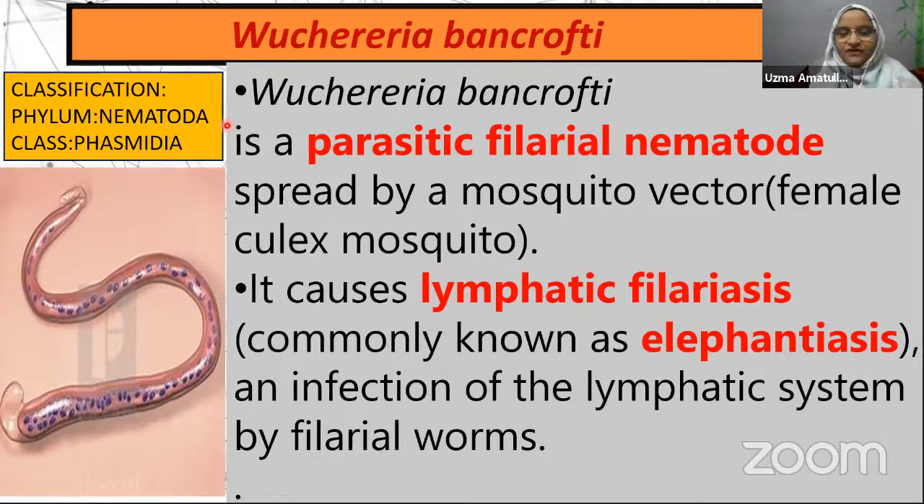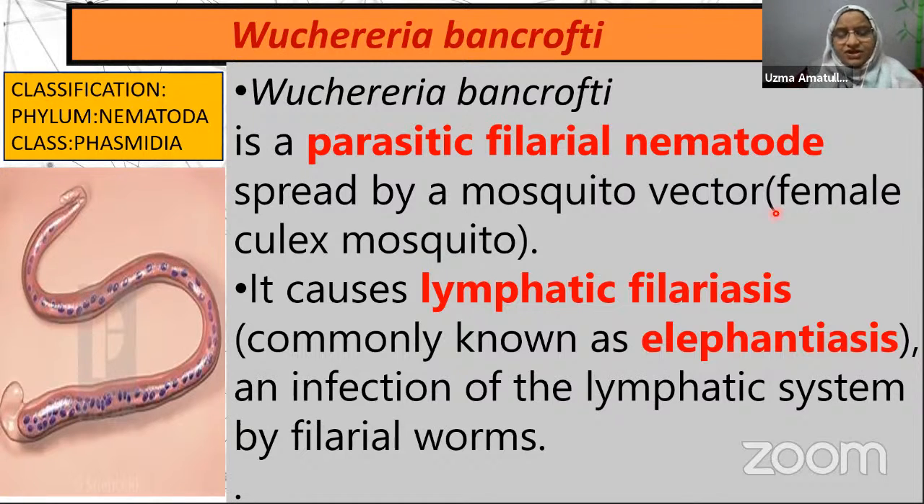Now Wuchereria bancrofti is a parasitic filarial nematode. It spreads by a mosquito bite. That is, the mosquito is the vector for this disease. Now which mosquito is it? Female Culex mosquito.